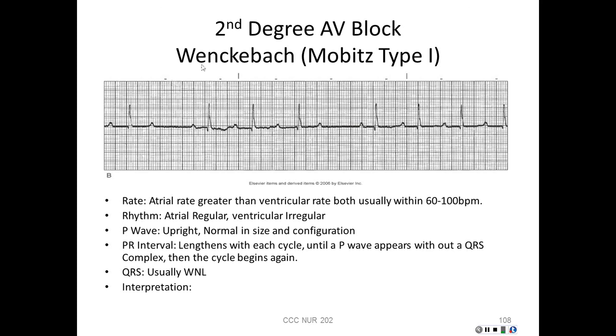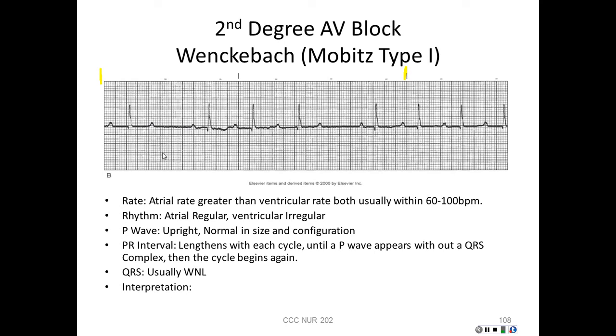But if we look at this rhythm strip, go back and remember your basics. Count your number of Ps. Look at your rate. We've got a 6-second strip going from here to here. So we've got 1, 2, 3, 4, 5. We've got a ventricular rate of 50. Let's count the atrial rate: 1, 2, 3, 4, 5, 6, 7, 8. So our atrial rate is greater than our ventricular rate.